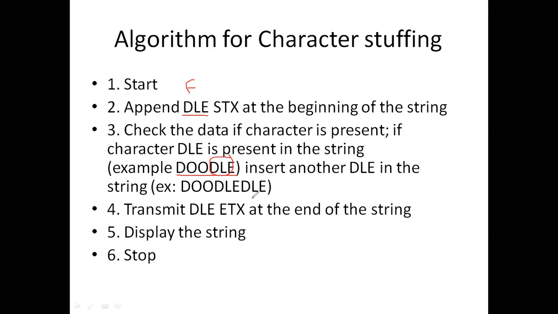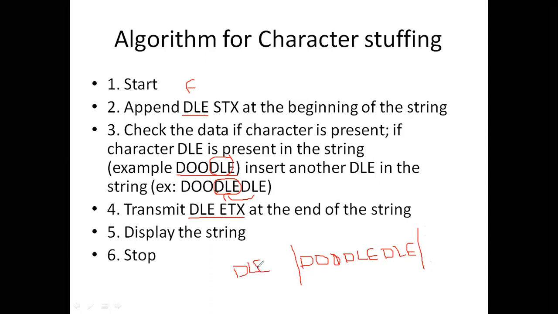So what do we have to do? We need to insert one more DLE at the sender side. Okay, and after finishing this character stuffing, we need to insert one more flag at the ending text. At the ending text we have to insert DLE. Okay, and display the string. So this is the string. Before the doodle, DOO DLE, and one more DLE is inserted, and this is the payload field.